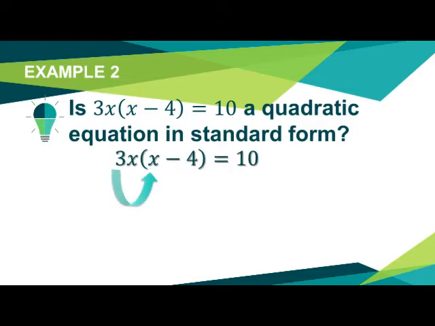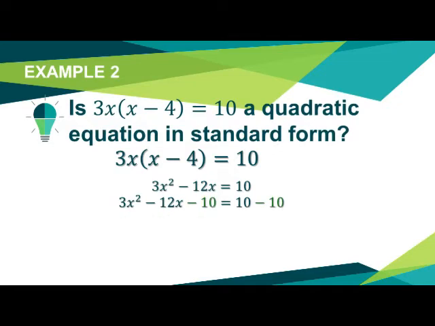First, we are going to multiply 3x to x minus 4. 3x times x is equal to 3x squared. 3x times negative 4 is equal to negative 12x, and that will be equal to 10. Second is to apply addition property of equality by adding negative 10 on both sides of the equation to make the equation equal to 0. Then we're done.